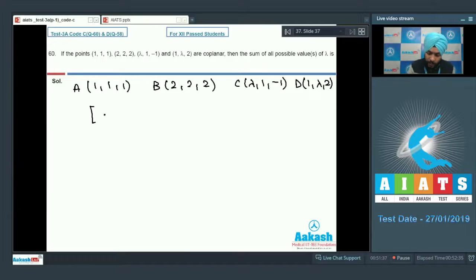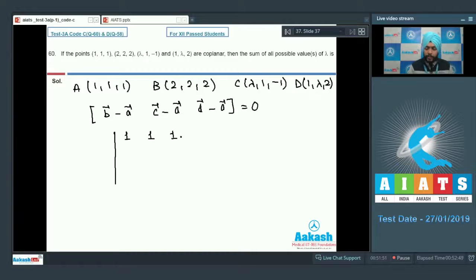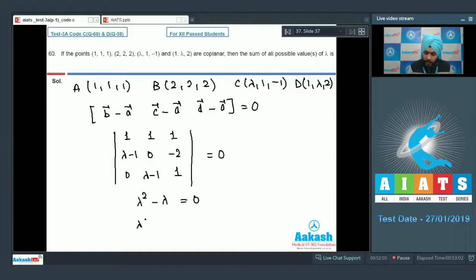So we have the scalar triple product of (b vector minus a vector), (c vector minus a vector), (d vector minus a vector) equal to 0, because these 3 vectors will be coplanar now. So we have the determinant with rows 1, 1, 1; λ-1, 0, -2; and 0, λ-1, 1 equals 0. Solving this determinant, we'll get λ² minus λ equals 0. That is λ into (λ minus 1) equals 0. Either λ is 0 or λ is 1. So we have the sum of all possible values of λ equal to unity. Okay, this is the final answer.